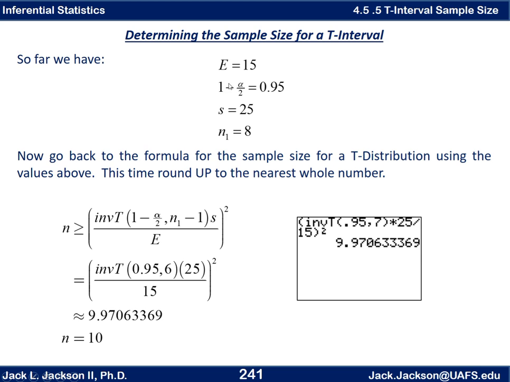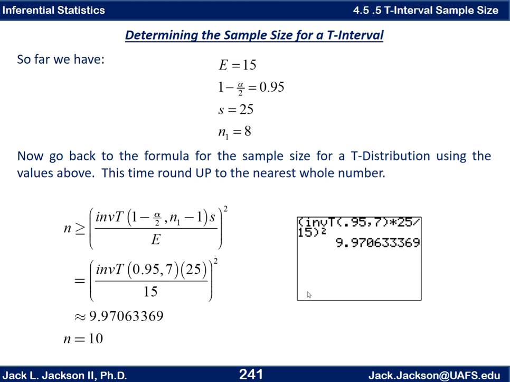The way we do that is, let's see what we have so far. We have our margin of error, which is 15, our 1 minus alpha level is 0.95, the s we're assuming is 25, and n1 is 8. Now, if that's the case, we can go back to our formula like this, and use n1 minus 1 for your degrees of freedom, and that should say 7 there, not 6. Let me fix that. Okay, that's fixed, and I think the rest of it's correct.